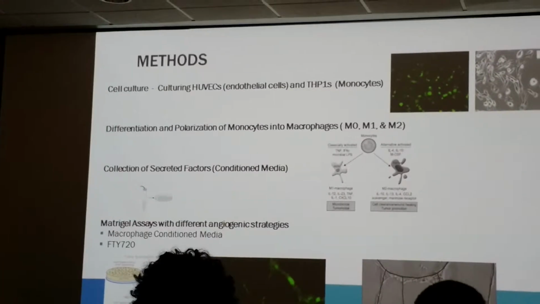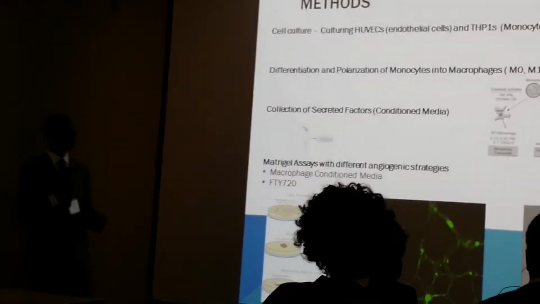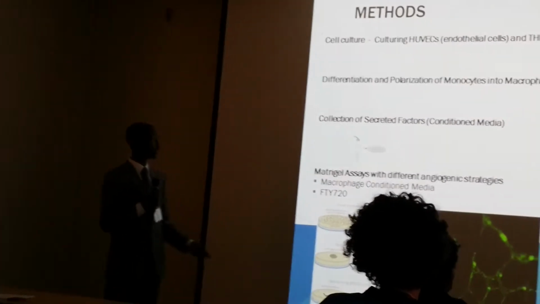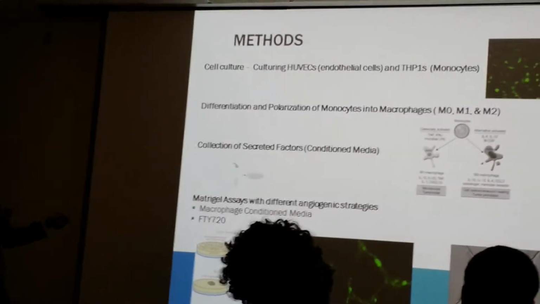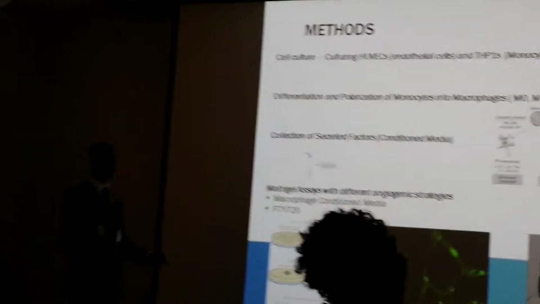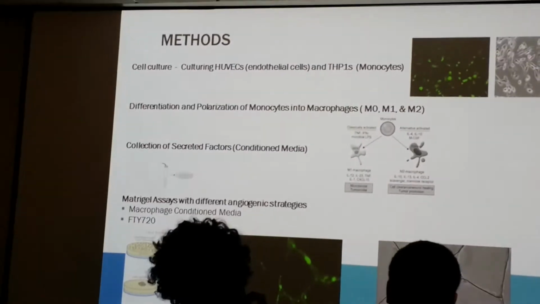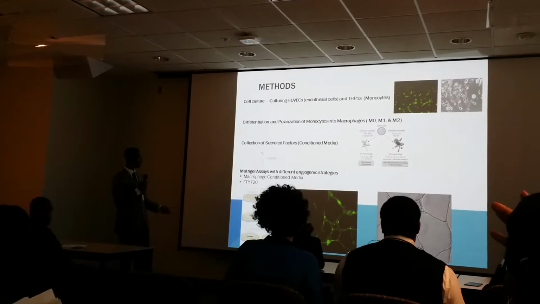This slide here basically shows my methods. I culture endothelial cells, HUVECs, and I also culture monocytes, which macrophages differentiate from. And I differentiate them to have the M0 macrophages, and I polarize the macrophages to have the M1 and the M2 phenotypes.